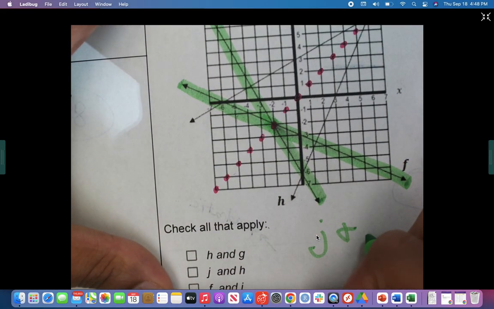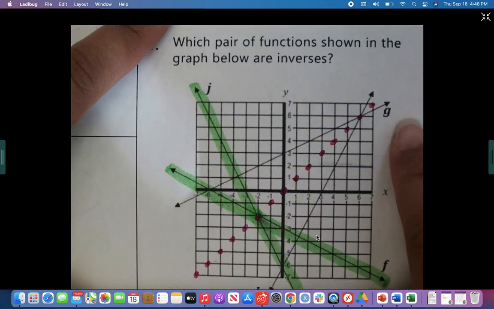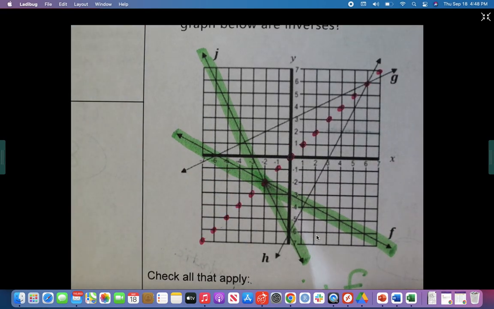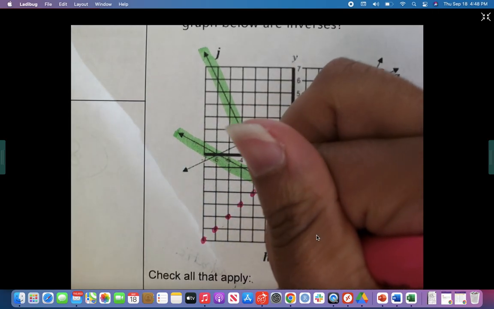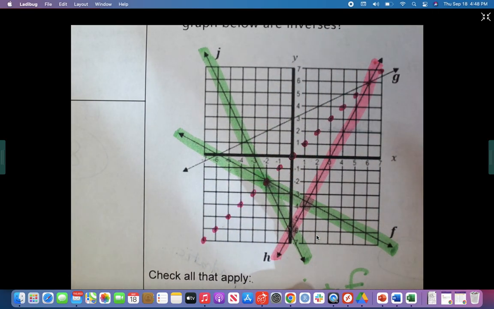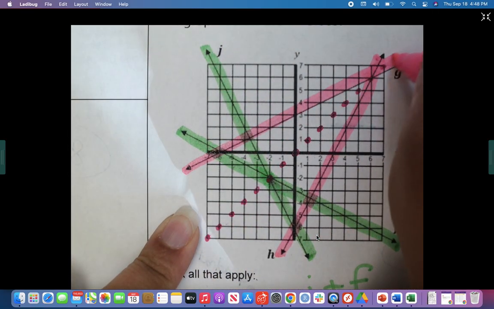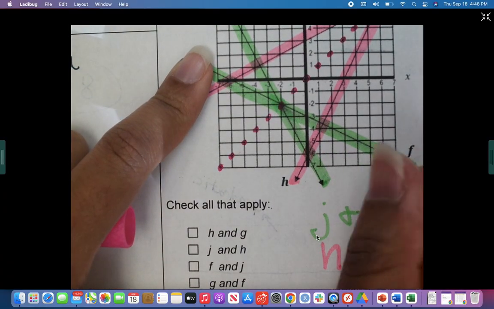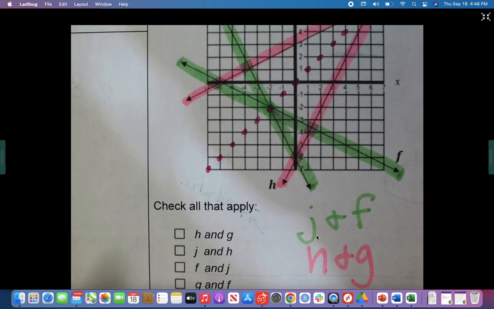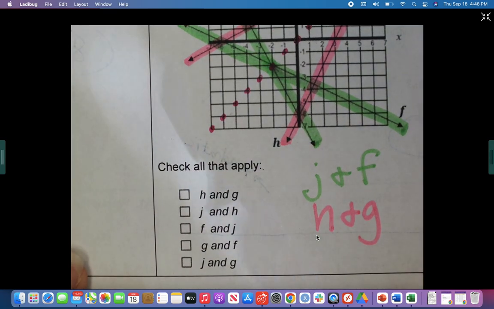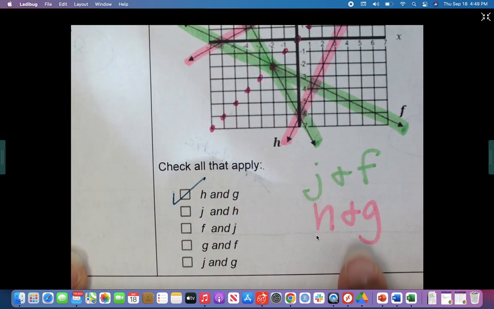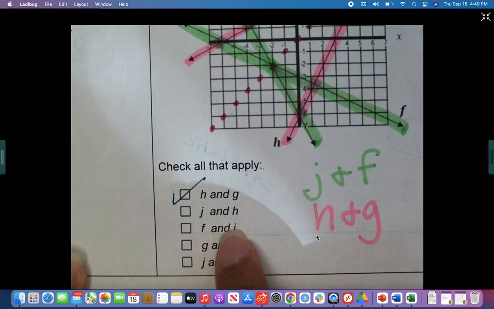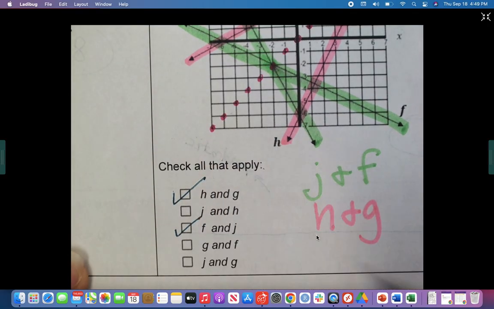So J and F. And then I've also got these two right here. So that is H and G. So those two are also inverses. So H and G, J and F. So F and J. All right, so that right there, final answer.